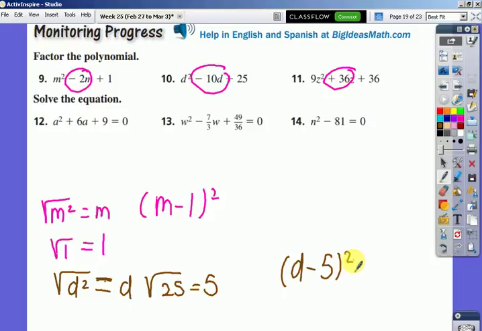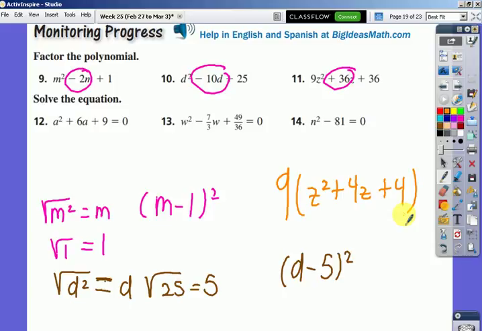Third one. Do I notice perfect squares? What else do I notice? A GCF. So, very first thing before I take the square root is I have to pull out the GCF. That's always step 1, no matter what. So step 1, pull out that GCF. So, I can pull out a 9, and I end up with z squared plus 4z plus 4. Do I still have perfect squares?